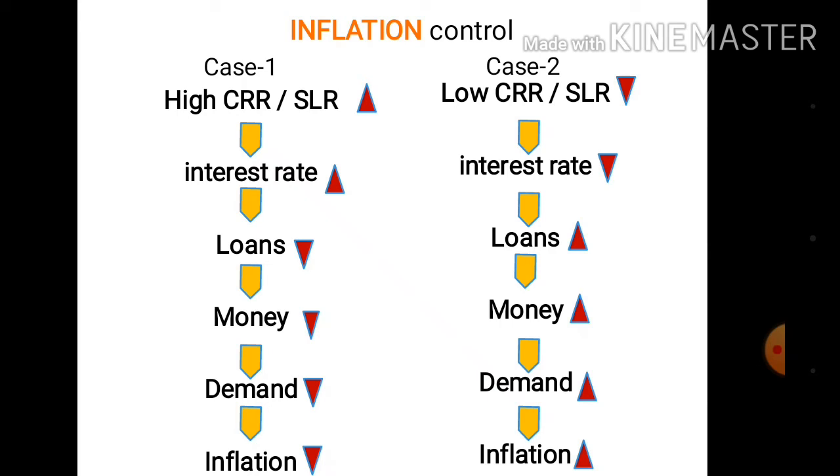In the second case, it is the reverse of the first one. When inflation is low, RBI decreases CRR and SLR. So banks have more money for liquidity. People take loans and the demand increases. So growth initiates and inflation occurs. In this way, RBI controls the cash flow and inflation by its two major tools.